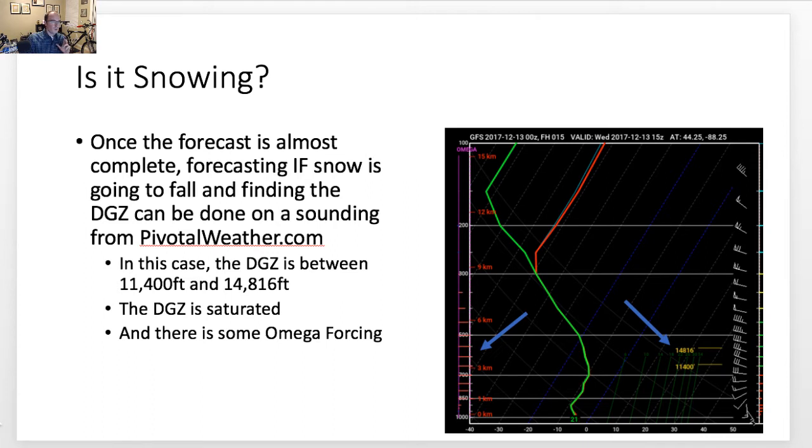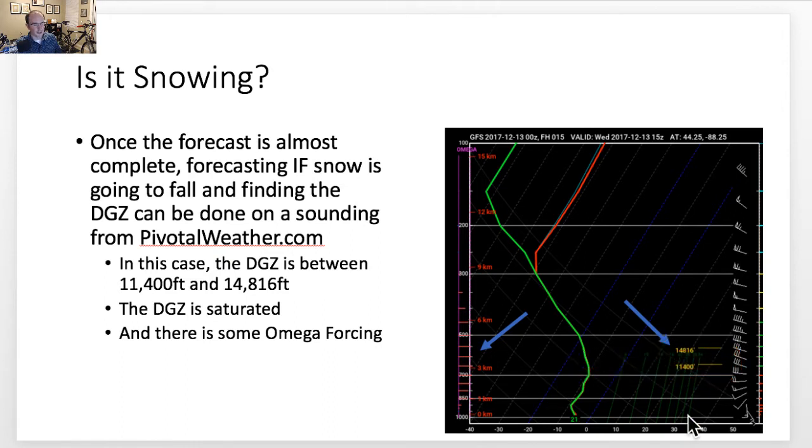Here's your example. Once the forecast is almost complete, in your forecasting, you're trying to figure out if snow is going to fall and you're in the south. Finding the DGZ is important. You can do this on one of the soundings from Pivotal Weather. What you're going to do is try and find that thing right there, and that's going to be your dendritic growth zone. It's going to give you an altitude for that, and it's going to line up on the right-hand side here. And you can follow this line basically straight over.